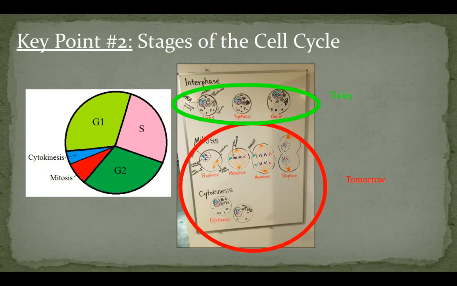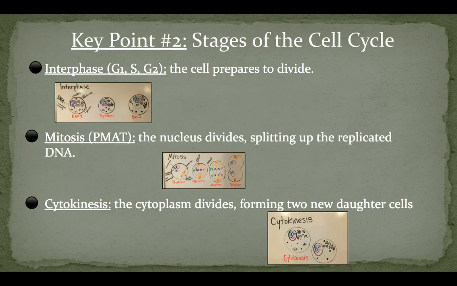Okay, key point number 2, stages of the cell cycle. So the cycle has stages. Here you can see it written out on the board. Today we are going to go over, in general, the 3 main stages, and then specifically what happens in interphase. Okay, so here are the stages of the cell cycle. And repeat these words after me. Interphase, so that's G1, S, and G2. And that's when the cell prepares to divide. Then mitosis includes PMET, and that's when the nucleus divides and splits up the replicated DNA. And then cytokinesis, that's when the cytoplasm divides, forming 2 new daughter cells. Remember, the cytoplasm is that jelly stuff that fills up cells.